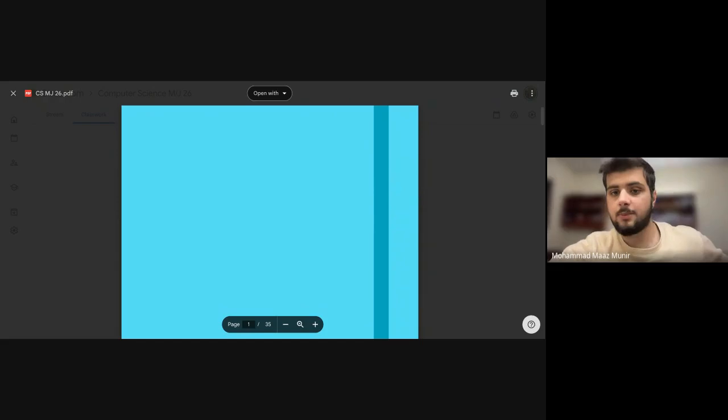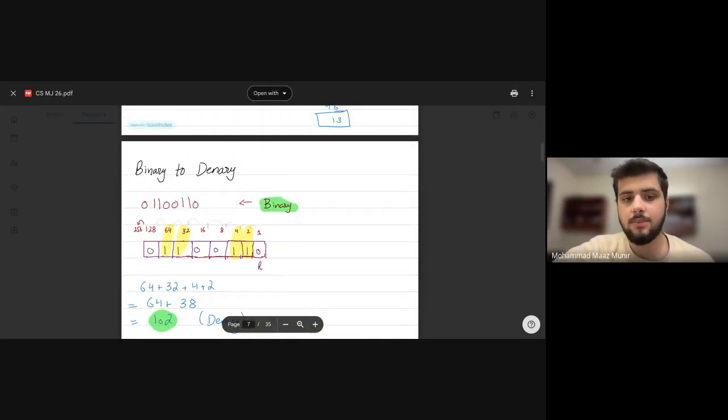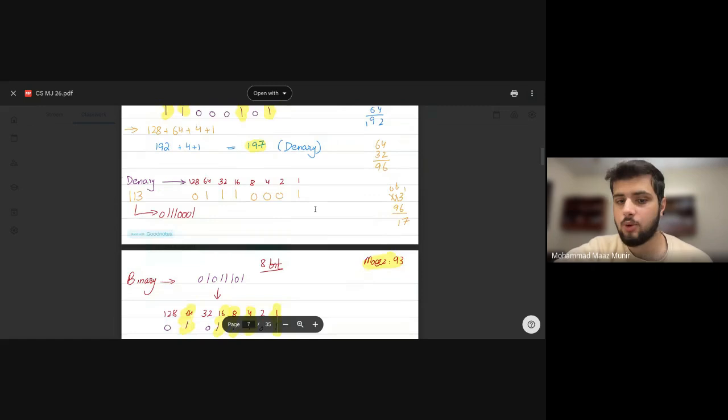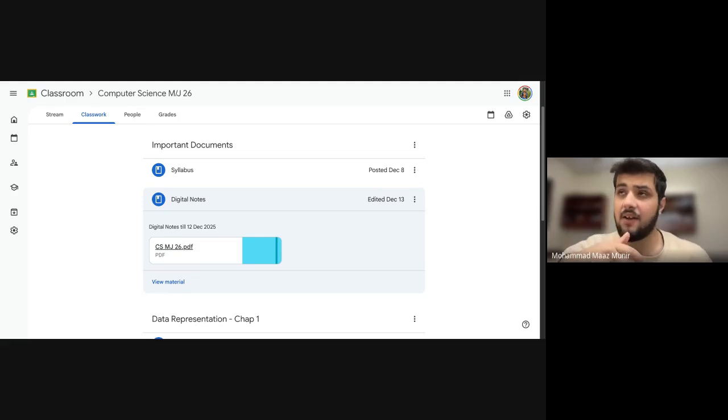So मैंने जो भी अभी तक पढ़ाया, so like if I want to go down there to page number, let's say 7, so this covers up binary to Denny. So you can later on make the notes easily. And alongside that, I also give you guys the date. Okay, at 12 December, I have updated them because I update them like every 3 to 4 days.